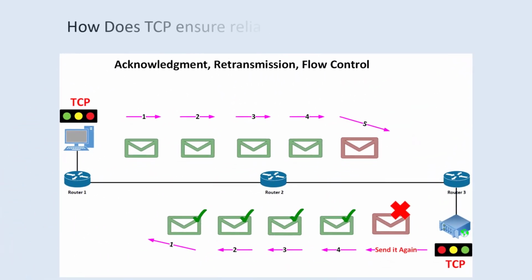How does TCP ensure reliable communication? TCP employs mechanisms such as acknowledgement, retransmission, and flow control to ensure reliable and ordered delivery of data. These features make TCP a fundamental component for secure and accurate data transmission and network communication.